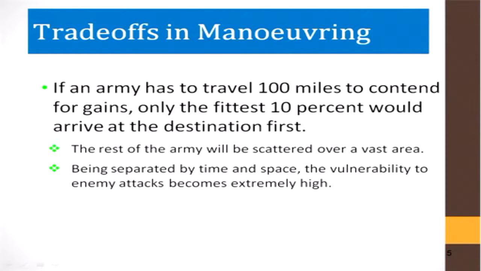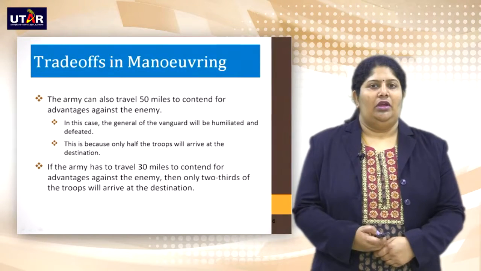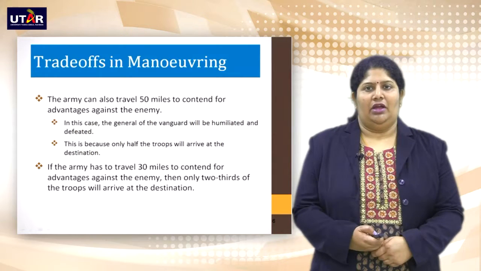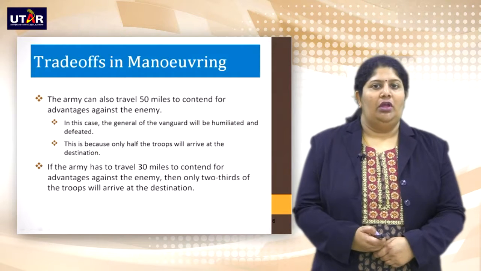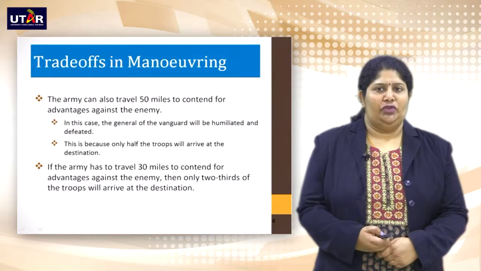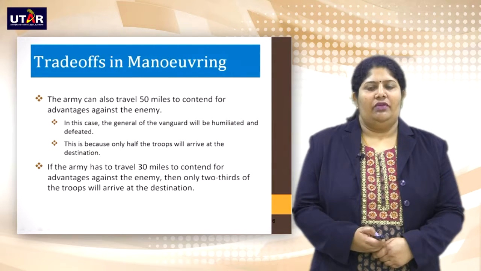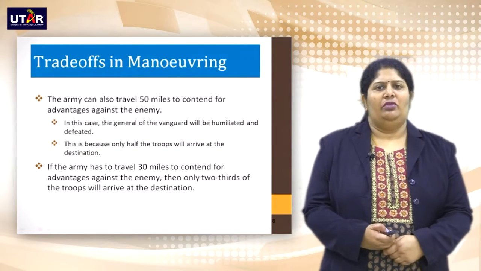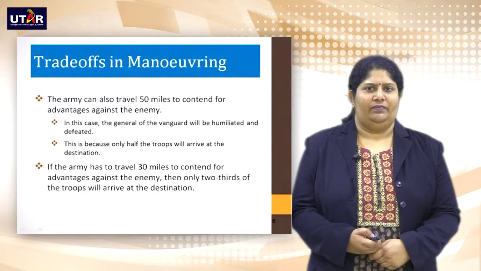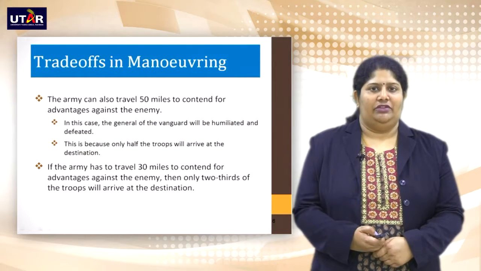But if the armies travel 50 miles to contend for advantages against the enemy, in this case, the general of the vanguard will be humiliated and defeated. Why? Because only half of the troops would arrive at the destination. If the army has to travel 30 miles to contend for advantage against the enemy, then only two-thirds of the armies will arrive at the destination.